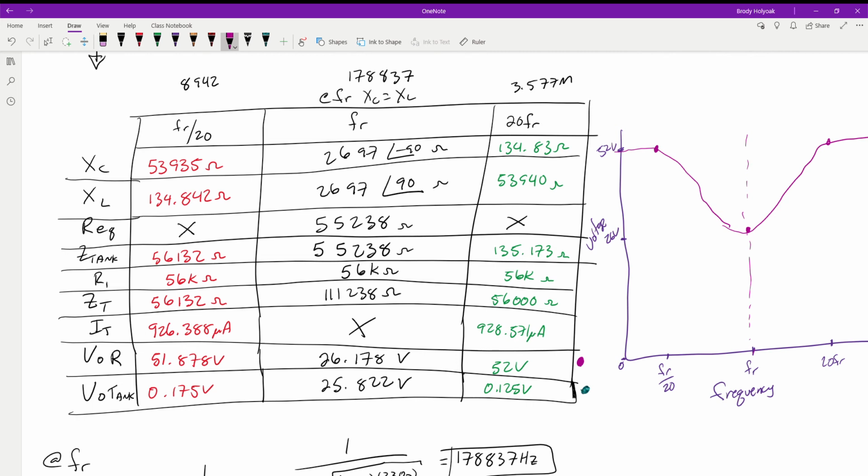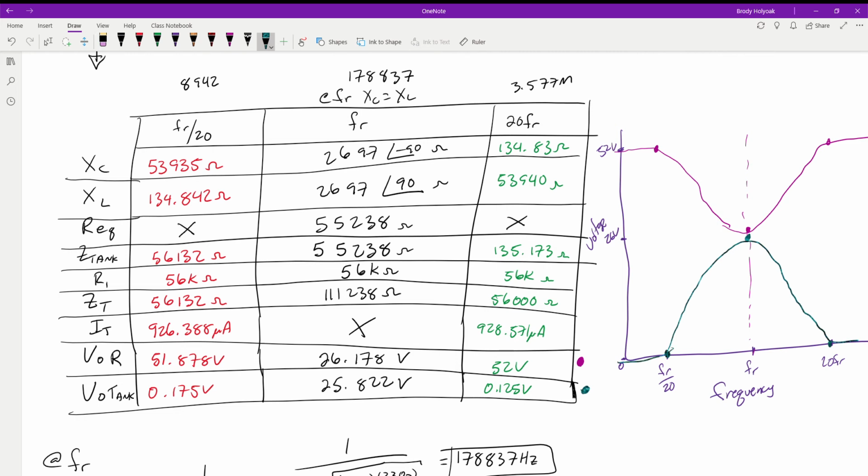Now the other part we want to look at is to plot the graph of our Vout tank. At 20 times less than our resonance, we're pretty much at 0 volts. At resonance, we only get up to just about 26 volts. And when we're 20 times our resonant frequency, we're back pretty much down at 0. So the curve that we have of this is here. At some point, we're going to have pretty much 0 volts.